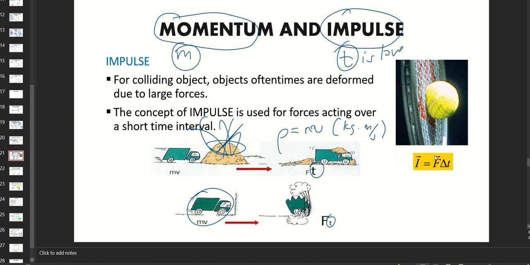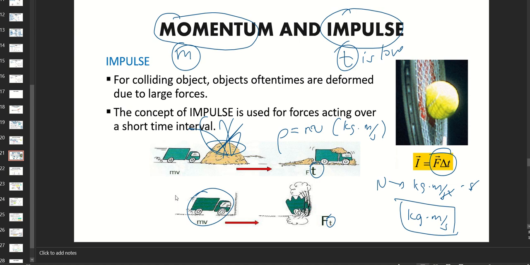So, the question is, since sinabi ni Sir Ikal na parehas lang ang impulse saka momentum, dapat parehas sila ng unit, tama? Now, if you look at the formula here, force is Newton. But Newton is kilogram meter per second squared. Now, if you multiply by time in seconds, cancel yung second sa baba, so magiging kilogram meter per second. Wow! Amaze balls. So, same lang naman.